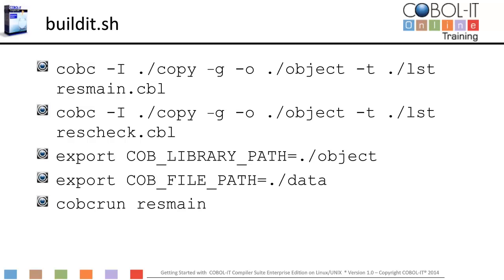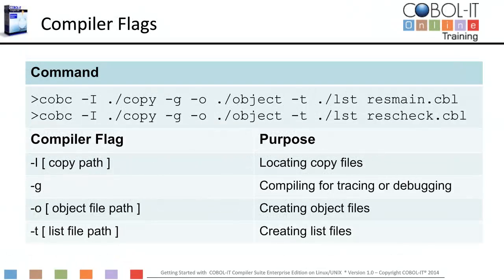This is the buildit shell script. The buildit shell script allows us to compile and run the RESMAIN application. It is important to understand the usage of each of the compiler flags and runtime environment variables in this script. We will begin by examining the compiler flags. The compiler flags are seen in the command lines used to compile resmain.cbl and rescheck.cbl. Let's look at these command lines closely.